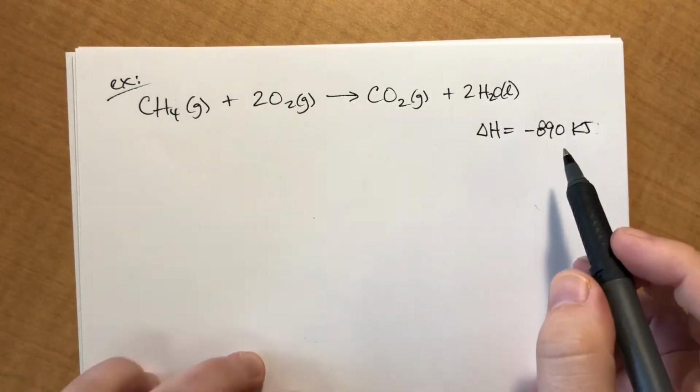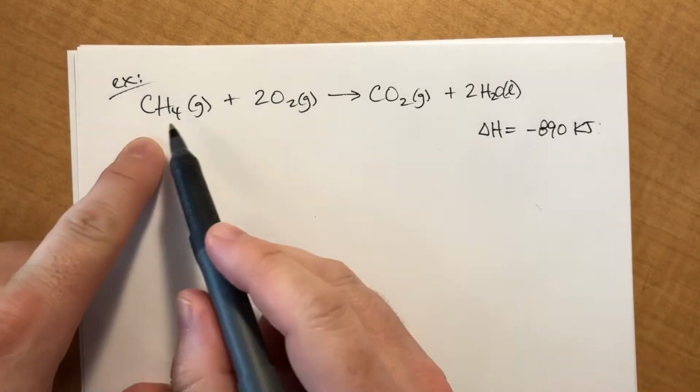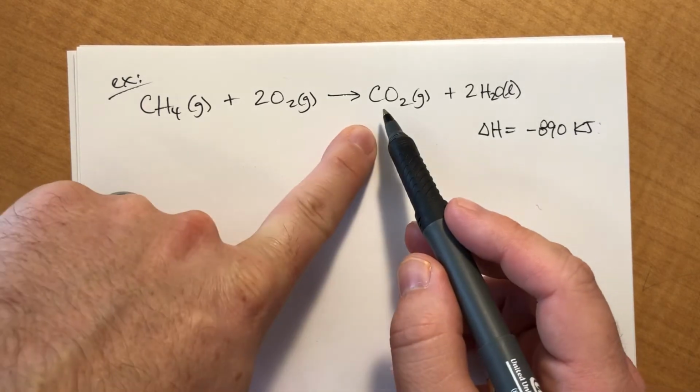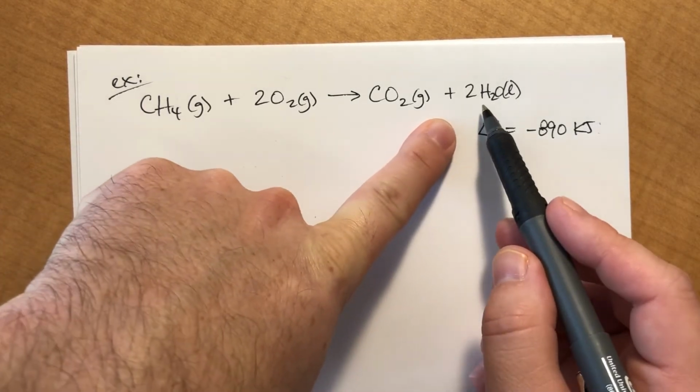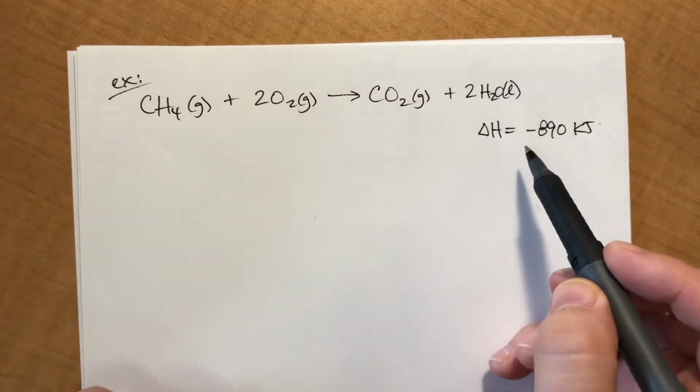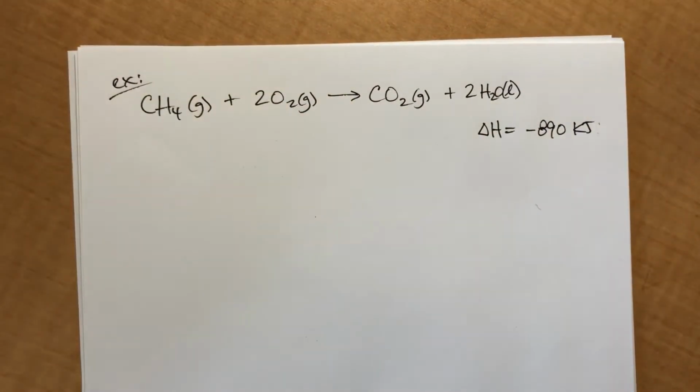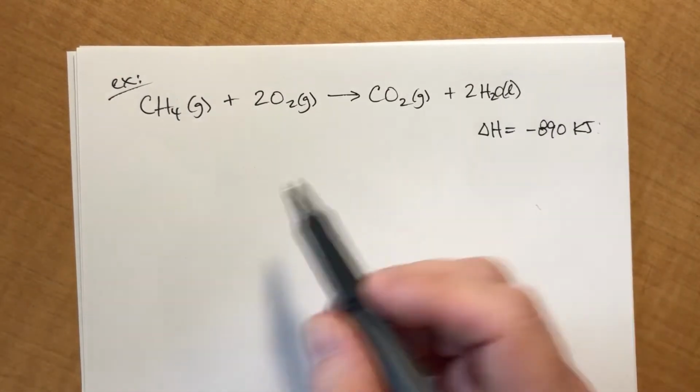Okay? The way to interpret this is that 1 mole of methane plus 2 moles of oxygen forms 1 mole of carbon dioxide and 2 moles of water, and 890 kilojoules of energy in the form of heat is released. Basically, it's a fire. Okay, but it is based on moles.